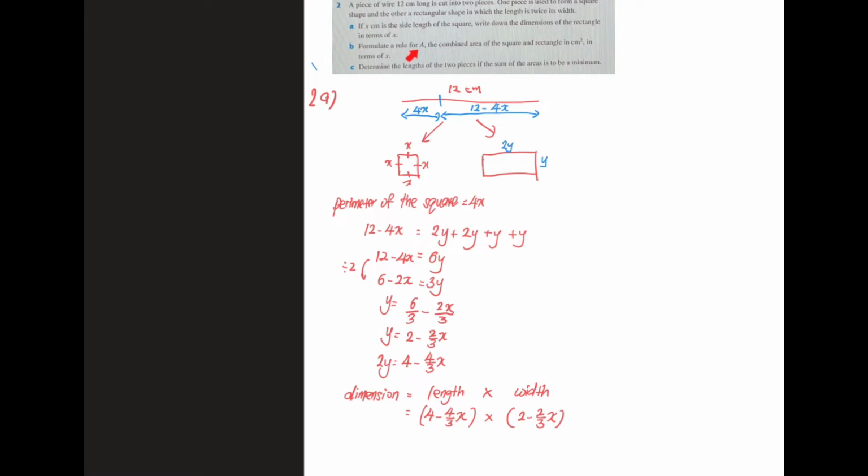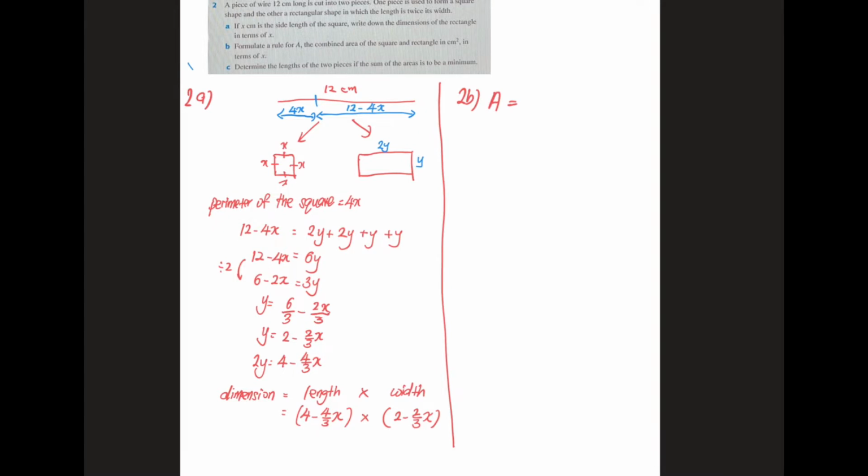Formulate a rule for A, the combined area of the square and rectangle in cm squared in terms of x. Okay, so let's do it at the side here, 2B. So A is the combined area. For the square, the area is just x by x, which is x squared. So x squared for the area of the square.